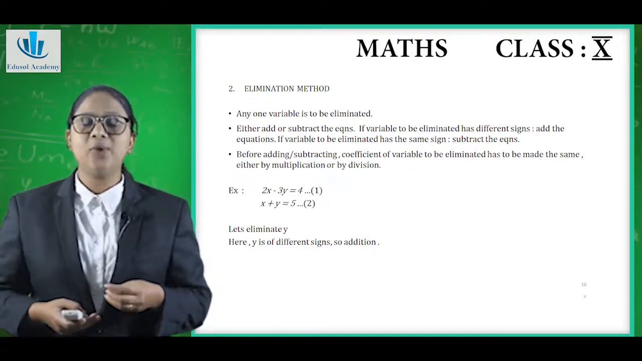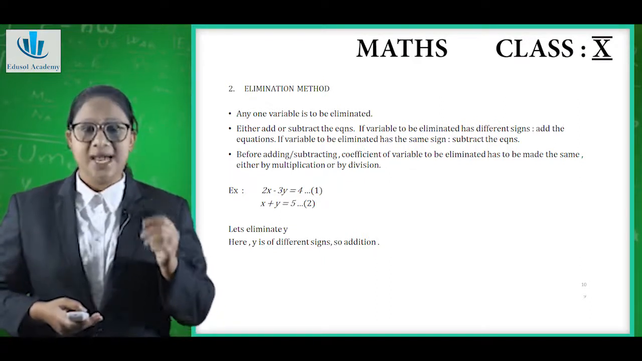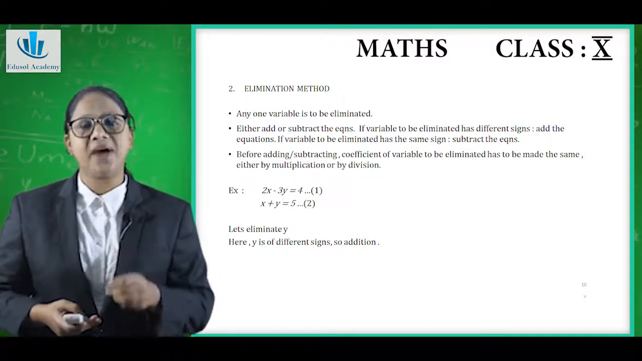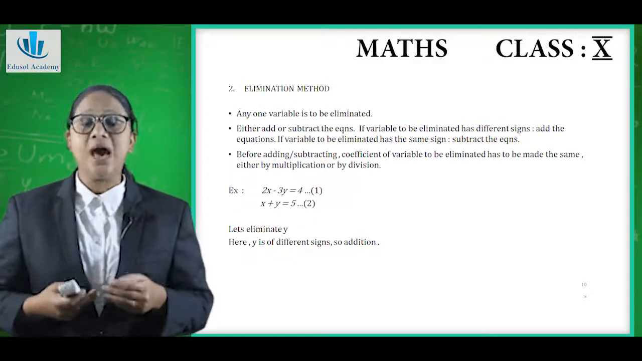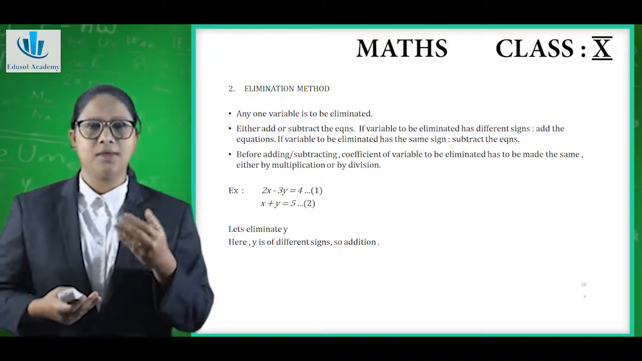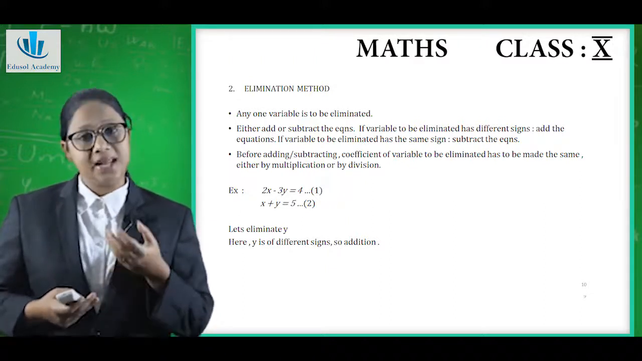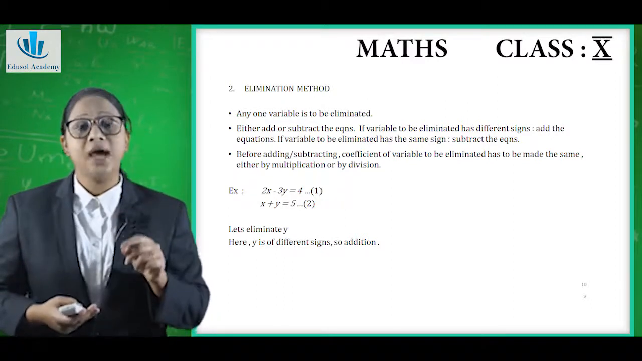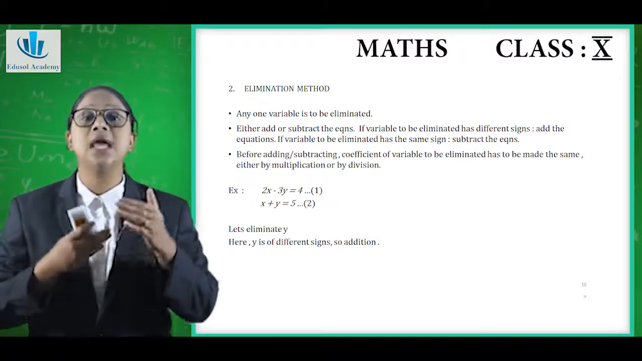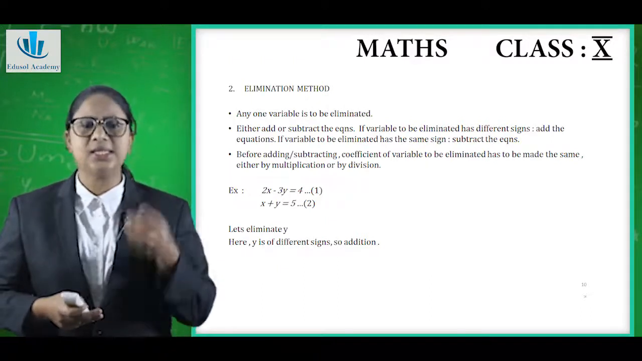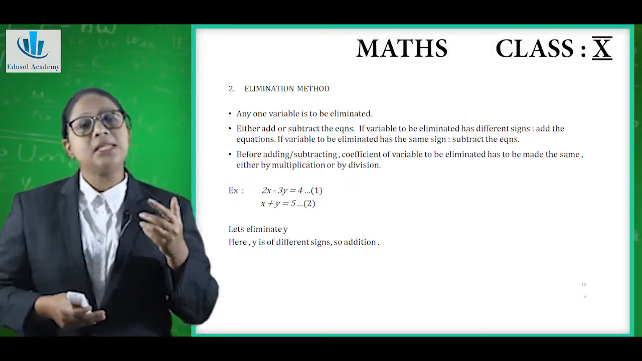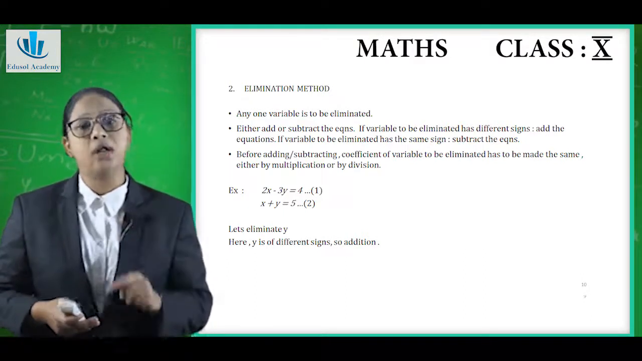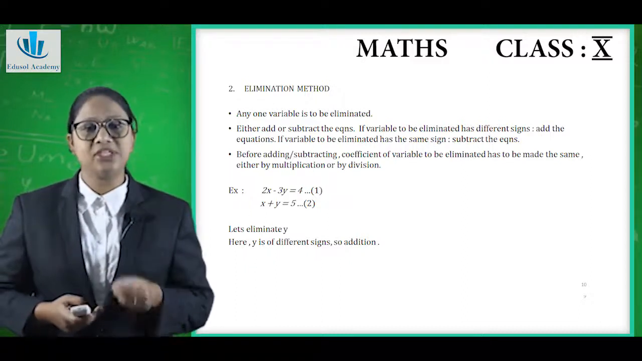There is a system of two equations, namely 2x minus 3y is equal to 4 as equation 1 and x plus y is equal to 5 as equation number 2. Now we can eliminate any variable. We are eliminating y here. So in order to eliminate y, as per the first rule, the y should have the same coefficients in both the equations. But what is the case in the given system? In the first equation, the coefficient of y is 3, and in the second equation, the coefficient of y is 1. So we have to first make the coefficients the same.